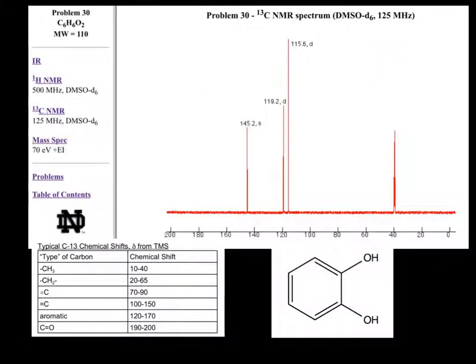Finally, let's take a look at carbon-13 NMR. Carbon-13 NMR is analyzed much the same way that proton NMR is, but you're not going to see any peaks on your signals. Each peak is going to correspond to a type of carbon found in your molecule, and the chemical shift will tell us how these carbons correspond to each other or where they're located in the structure.